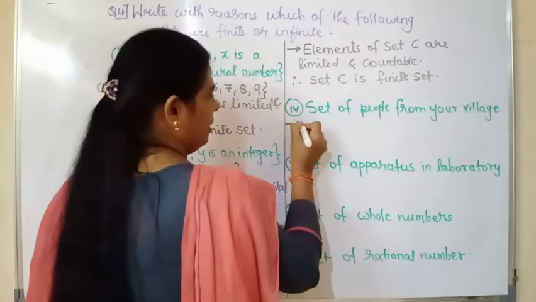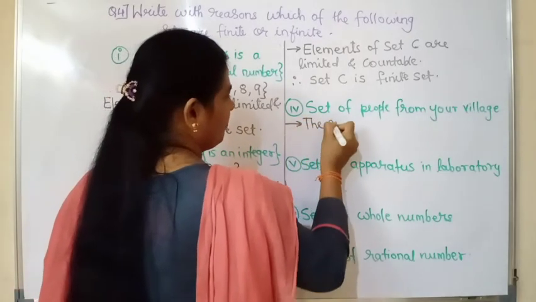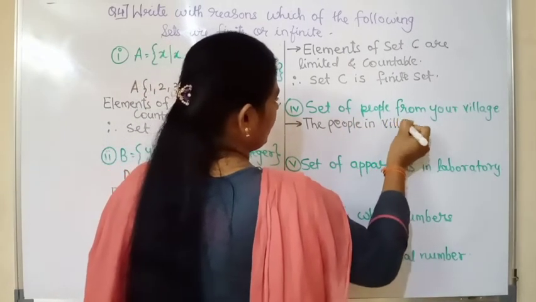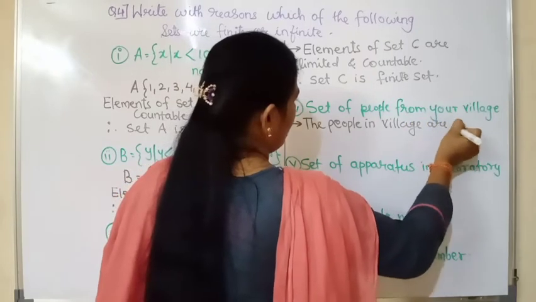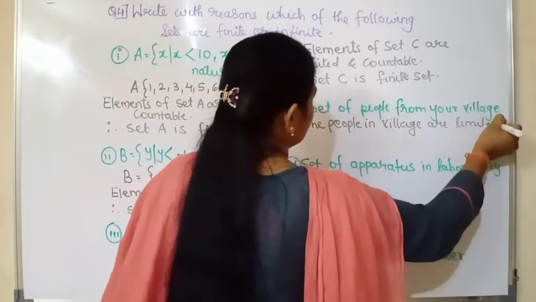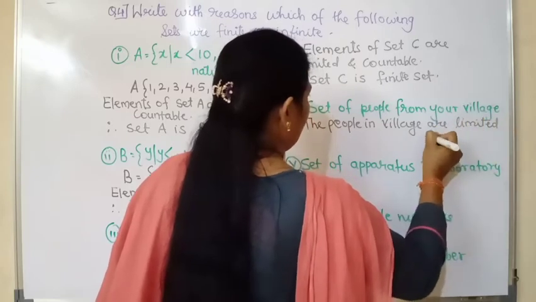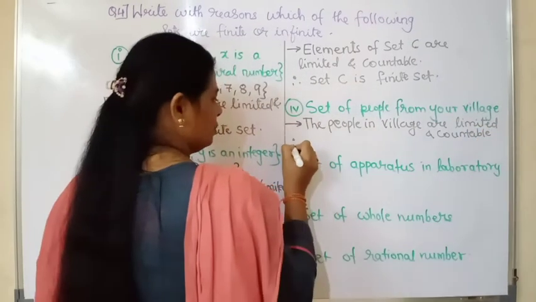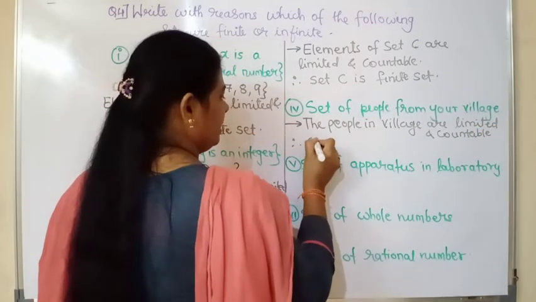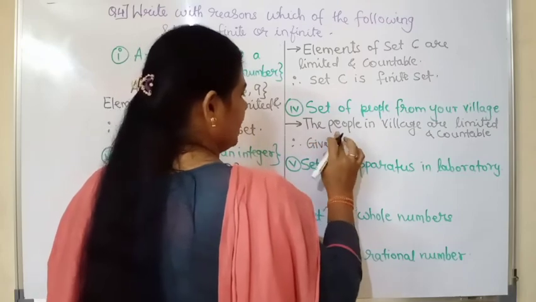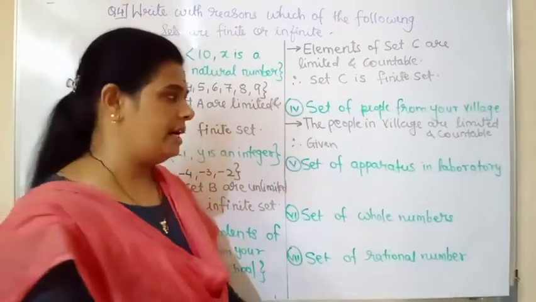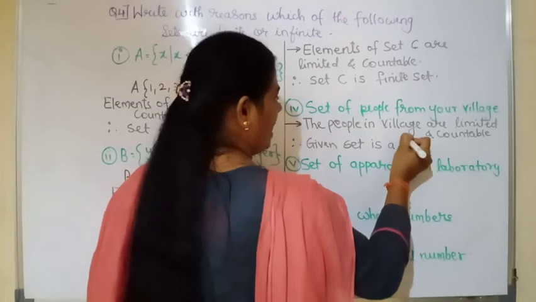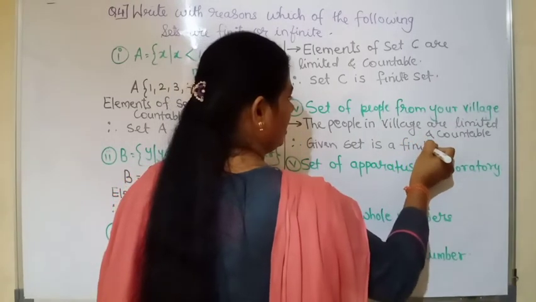Okay, so we will write here that the people in a village are limited and countable. So therefore the given set is finite, because to this set, what is given? No name is given to the set. So we will just write that the given set is a finite set, because it is a limited one.